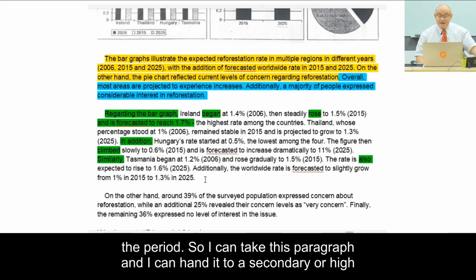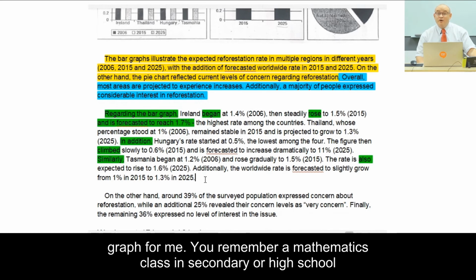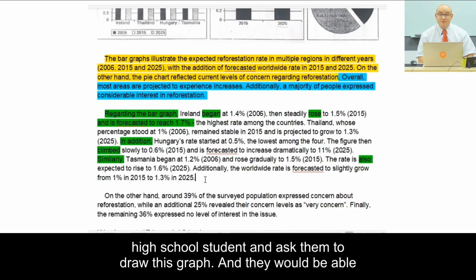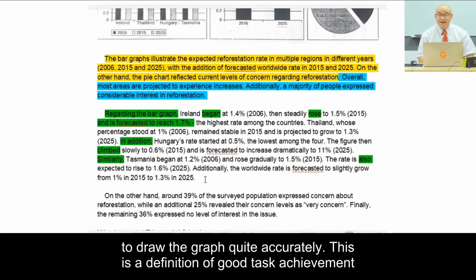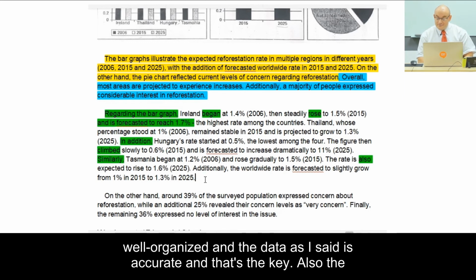So I can take this paragraph and hand it to a secondary or high school student in the UK or the US, and I could ask that student to draw the graph for me. You remember mathematics class in secondary or high school? You have to draw graphs for your teacher. Well, I could give this description to a high school student and ask them to draw this graph, and they would be able to draw the graph quite accurately. This is a definition of good task achievement, a definition of a high band score report. It's accurate, easy to read, well organized, and the data, as I said, is accurate, and that's the key.